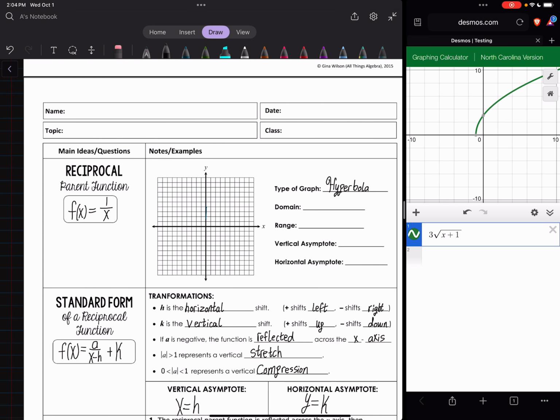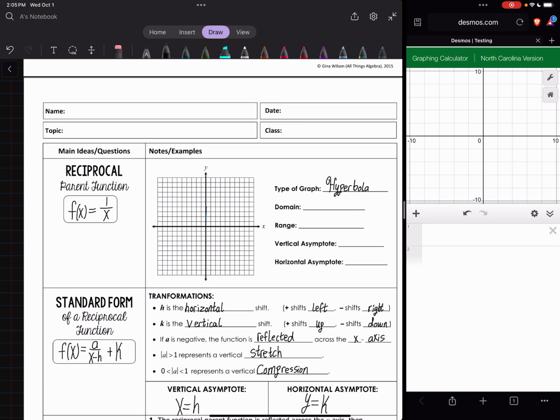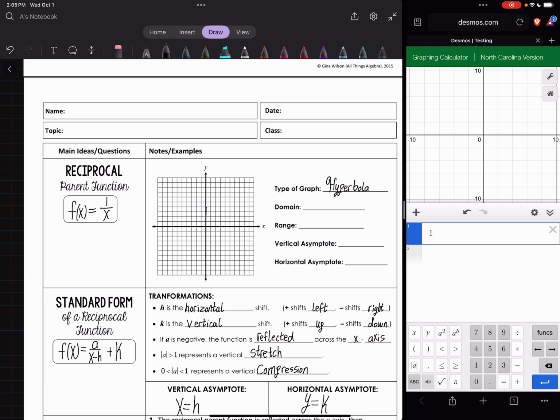Reciprocal functions. Now for me, I think these ones are fun just because it is the inverse of a linear function. Here we go. A reciprocal function is 1 over x. Now a parabola is x squared. This is a hyperbola, and it looks like that. Again, it's 10 to 10 on my axes, just to give me a nice picture.